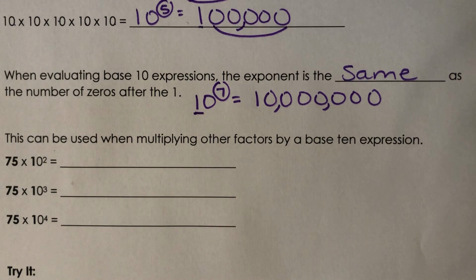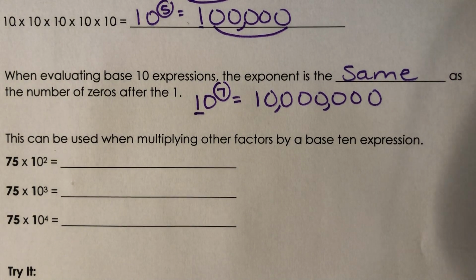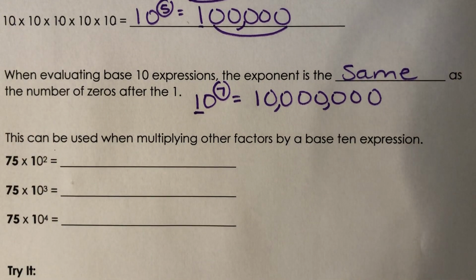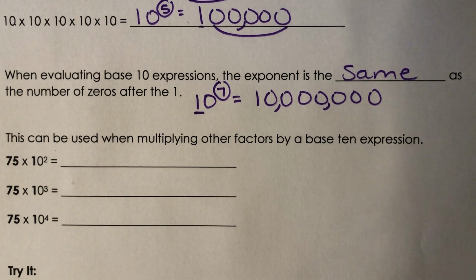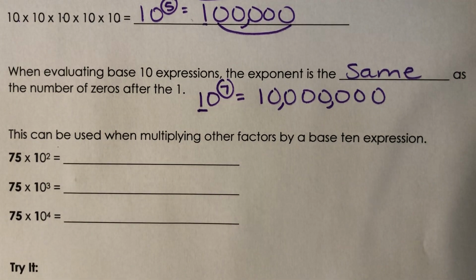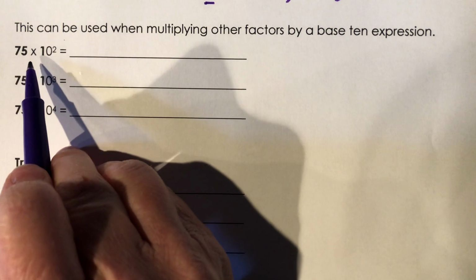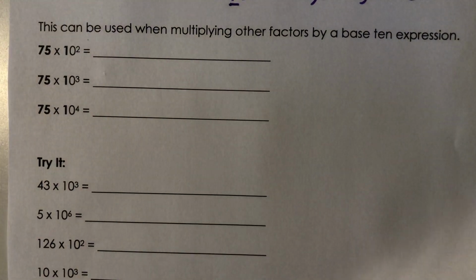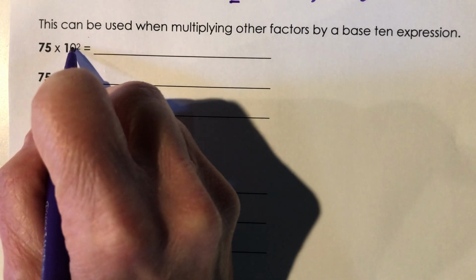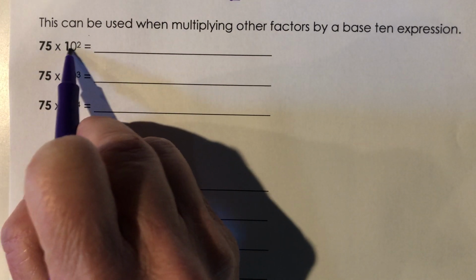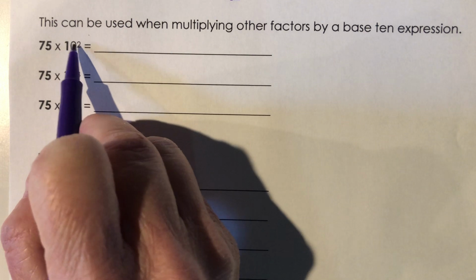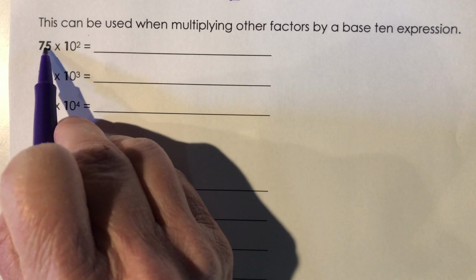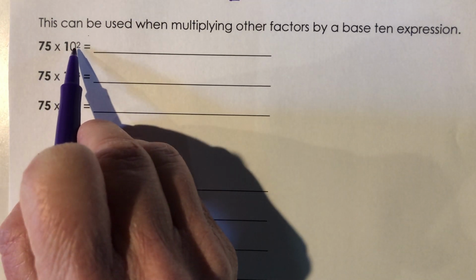So this works when you have base 10 expressions, meaning your base, that number that's being raised to the power, is 10. And it works every single time. So we can use that to help us evaluate the rest of these problems here. Take a look. I have 75 times 10 to the 2nd power. Now, 10 to the 2nd power is the same thing as a 1 with 2 zeros, right? So it's like I'm taking 75 times 100.